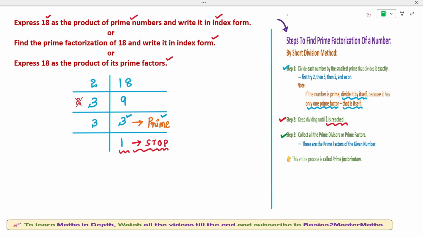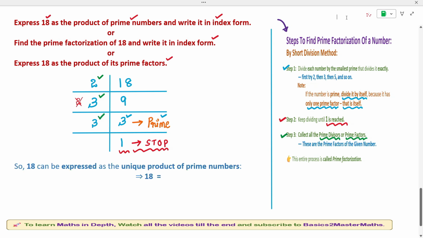Step 3. Collect all the prime divisors or prime factors. In this case, they are 2, 3 and 3. So, 18 can be expressed as the unique product of prime numbers 2, 3 and 3. Got it?